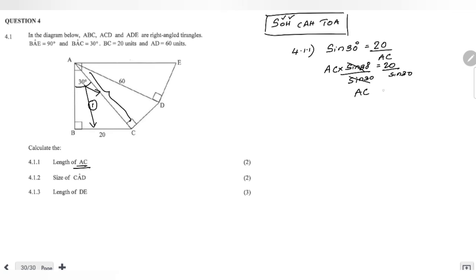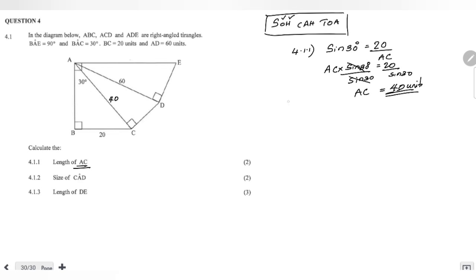We got AC alone there on the left hand side, and this one we can do it in the calculator. Answer is going to be 40 units, isn't it? So we got it. That's how we do the first question. Guys, this kind of question, your findings, like here is 40, write it on the diagram so that the next question, it will help you. So I got 40 here. So let me write it here, 40 on AC.